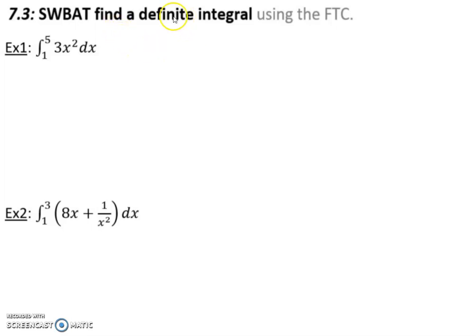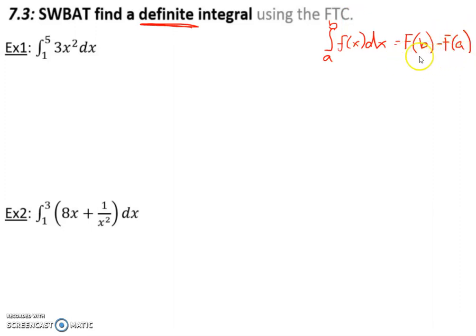Our objective today is that we are going to find definite integrals as opposed to indefinite ones using the fundamental theorem of calculus. The fundamental theorem in this case is going to tell us that if we're taking the integral of a function and we have limits, so a lower limit a and an upper limit b, that is equal to whatever we integrate, plug in the upper limit and subtract the same thing when we plug in the lower limit.